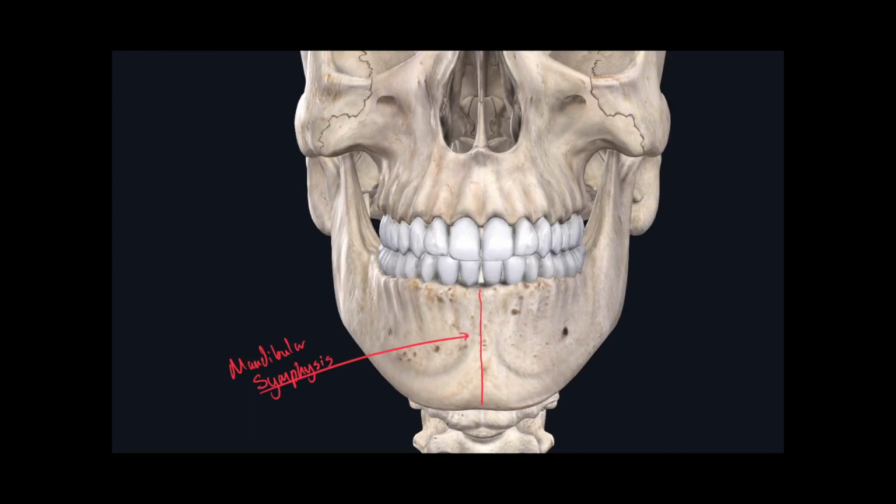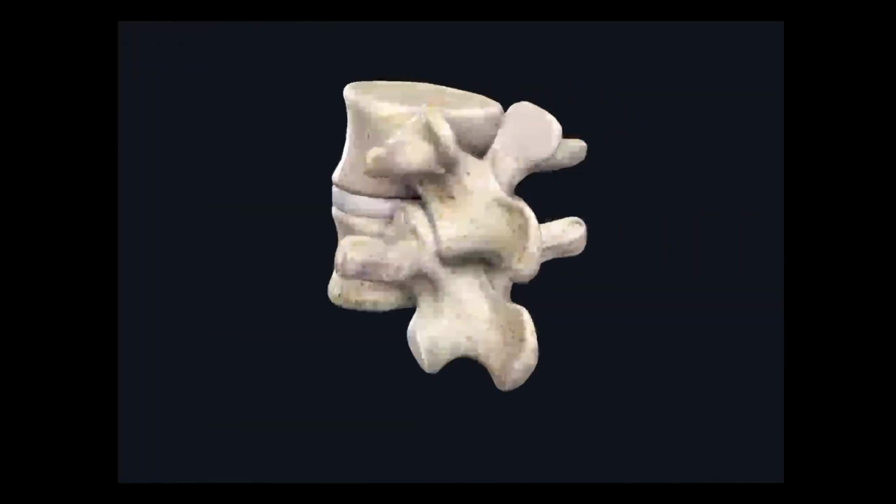The next joints I want to identify are the joints of the teeth, both on the mandible and on the maxilla. These joints are called gumphoses. And that's all you need to know for the joints of the teeth. They're all called gumphoses, no matter if they're articulating with the mandible or with the maxilla. And those are all the joints located within the head. We can go ahead and move on to the vertebral column.